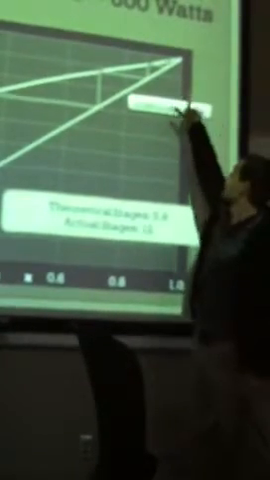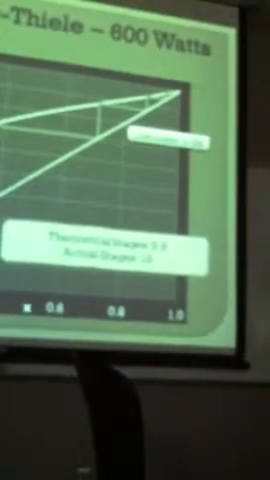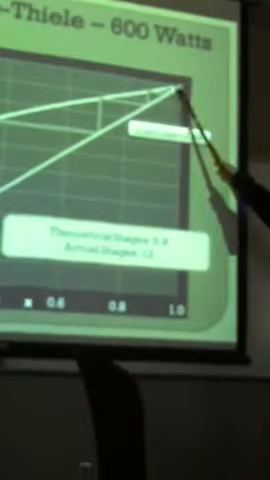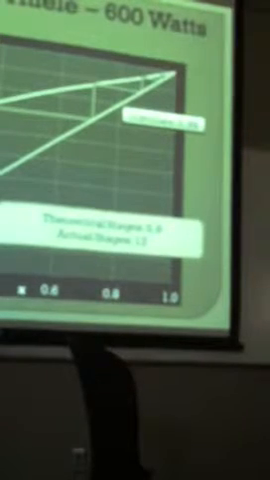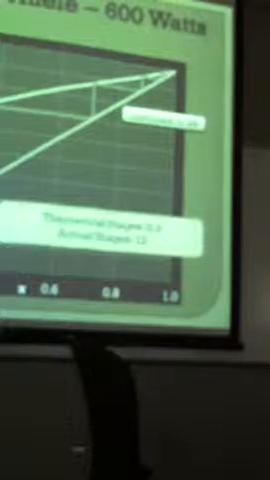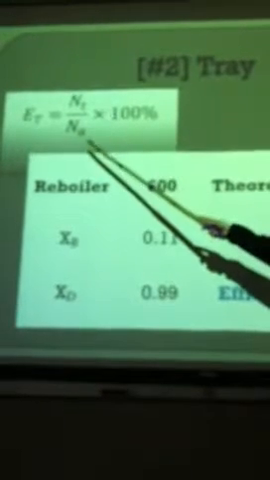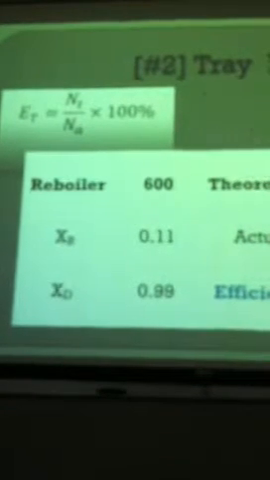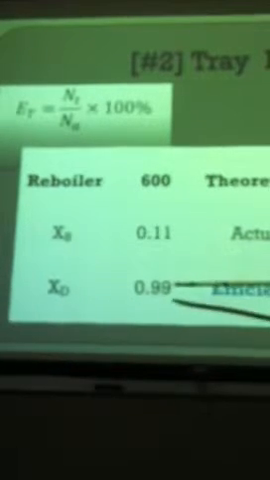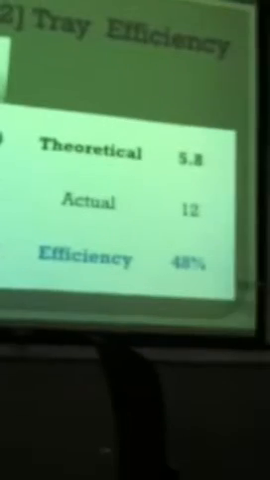So if we start up at the top and draw lines out horizontally and vertically, this tells us the number of trays we have. We go from that bottom mole composition of methanol to the distillate mole composition of methanol. Counting this, it's 1, 2, 3, 4, 5, 5.8. So our theoretical stages are 5.8. The trays that are actually in this distillation column are 12. So to find tray efficiency, you just divide your theoretical trays by your actual trays and multiply by 100. So at XB 0.11 and XD 0.99, our efficiency was 48%.